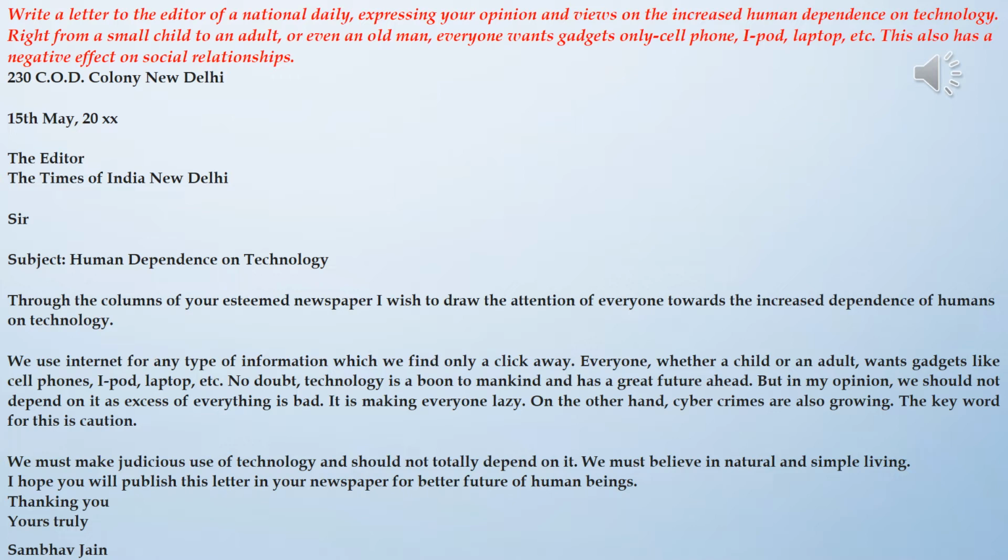Here you have the answer. 230 COD Colony, New Delhi, 15th May 2020. The editor, The Times of India, New Delhi. Sir, subject, human dependence on technology. Here you can see in the subject, all the key letters start with a capital letter.